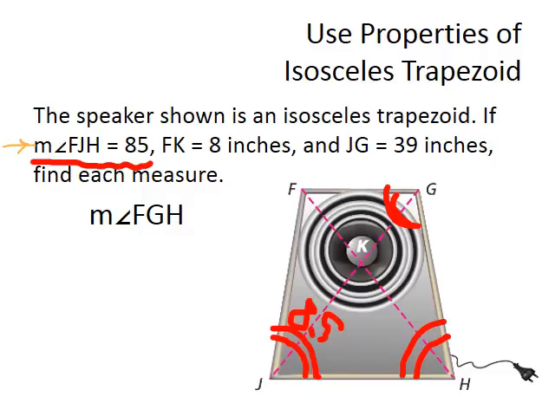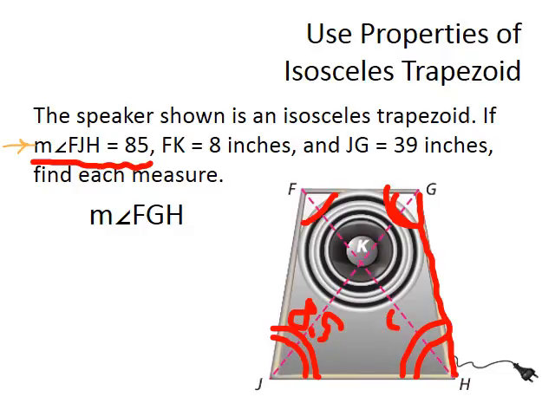They're congruent. The other pair of base angles is angle F and angle G, or angle JFG and angle FGH, which is the one we're trying to find. All right, so we know base angles are congruent. We also know that same side interior angles, so angles along the same leg or the same side, are supplementary. They have to add up to 180. So those two properties of isosceles trapezoids are going to help us find our missing angle.